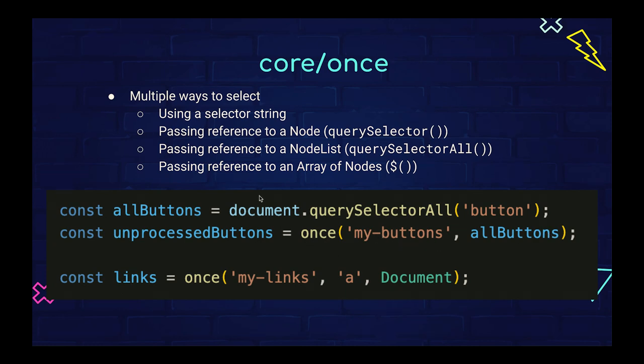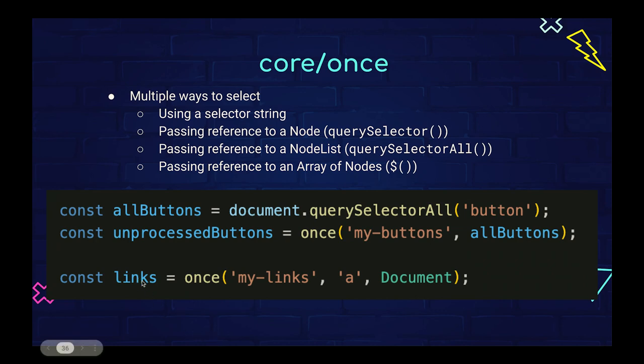So what this is going to look at is it says, hey, all of those buttons we selected the first time, check them now and see if they have a data once value of my dash buttons. If they do, we're going to filter those out and we won't act on them again. If they don't, we know we've not picked them before and now we can pick them once.